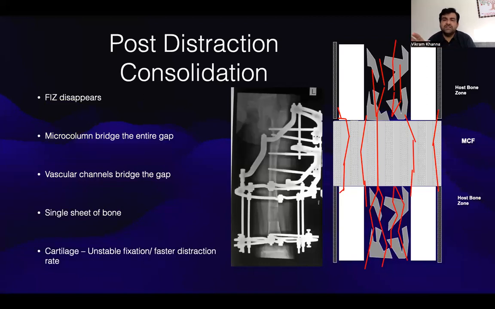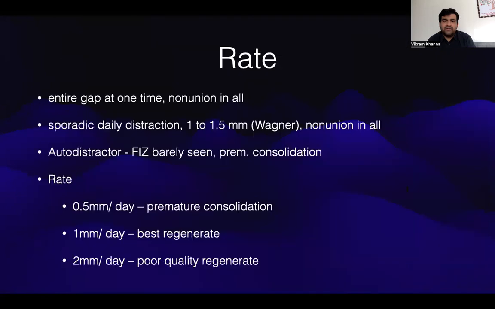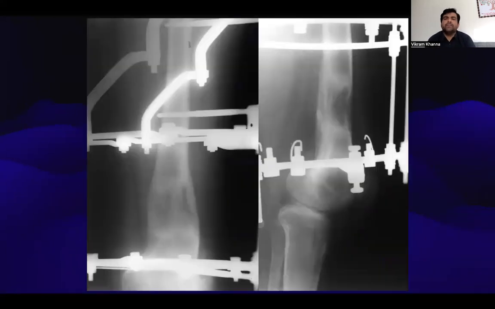There is a single sheet of bone throughout the regenerate, and if the fixation is not stable, or the distraction rate is fast, then it may lead to cartilage formation, which may show radiolucent areas, like we've seen in this very well.